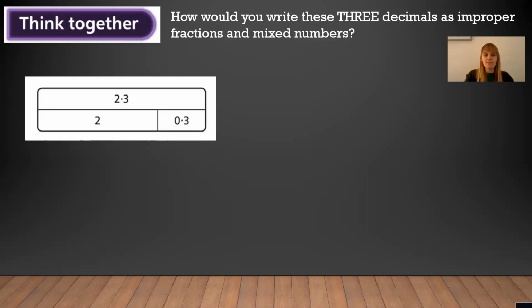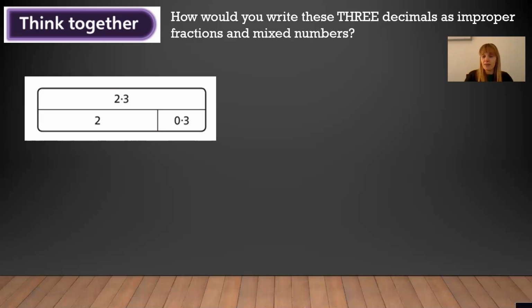So this time we're looking at diagrams, and they want us to be able to put mixed numbers into fractions and improper fractions as well as a decimal. So I've got 2.3 on this bar chart, and it's shown that the 2.3 is made up of 2 wholes and 0.3. We know that 2 wholes, 0.3. What is 0.3 as a fraction?